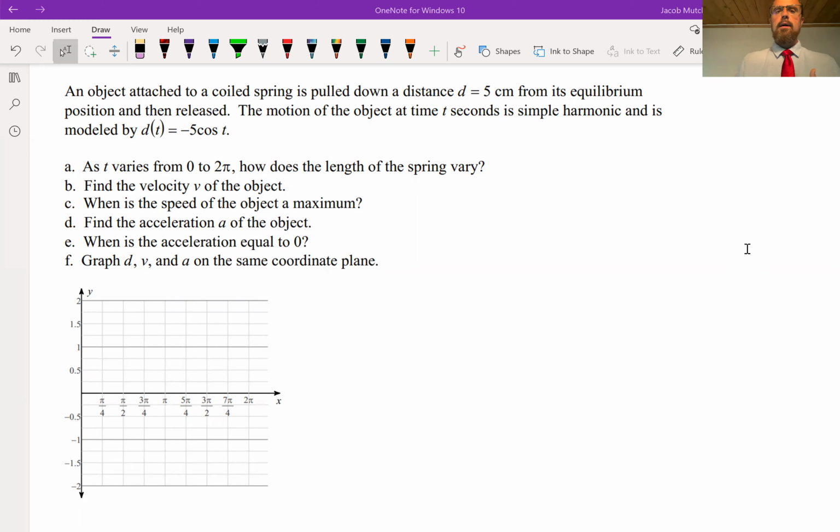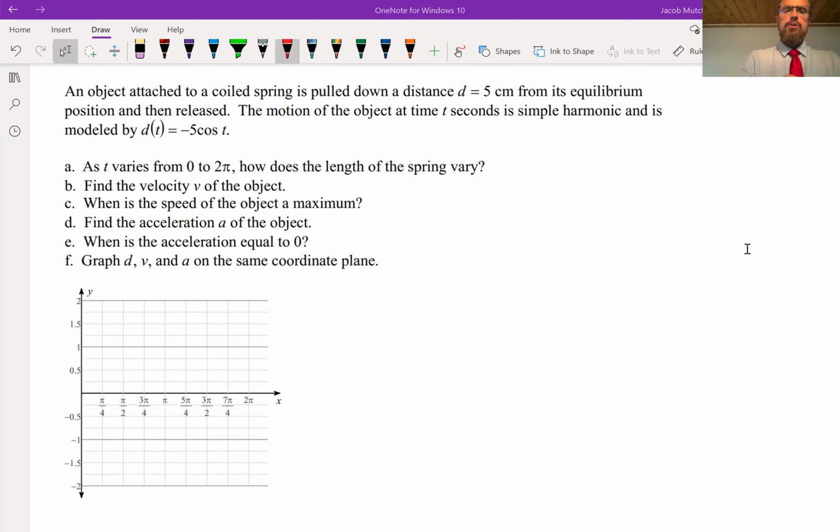So the motion of the object at time t seconds is simple harmonic. Again, that just means it goes from a low point to a high point and then oscillates back and forth between those. We've seen that happen with a spring. We can model that motion with d at t equals -5 cosine t. And that's our position function.